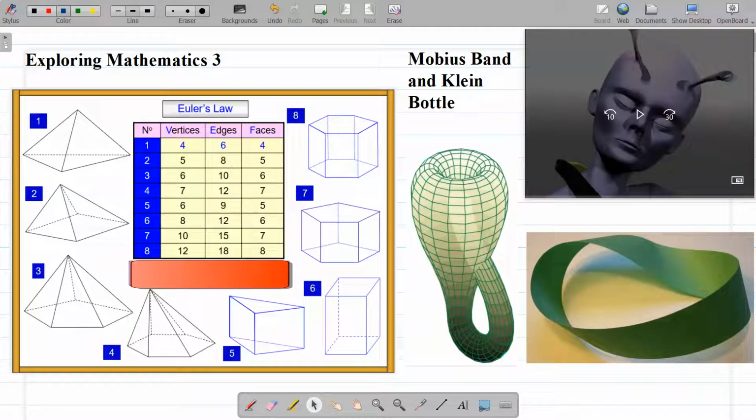Welcome to Exploring Mathematics 3. In this session we had a look at firstly Euler's law.